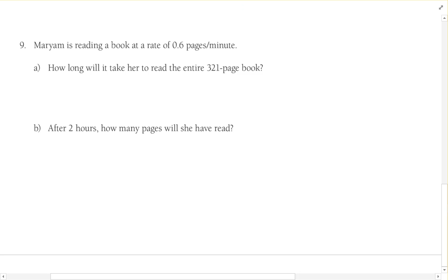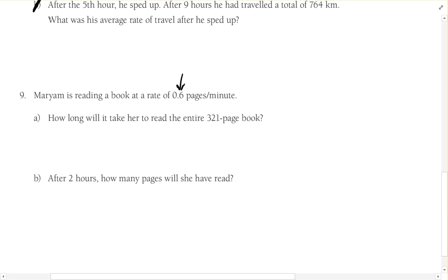So Miriam is reading a book at a rate of 0.6 pages per minute. How long will it take her to read the entire 321-page book? All right, so first thing we need to recognize is that this 0.6 pages per minute, that's a rate. So now we just need to set up our formula properly here. What we're going to have is pages is equal to rate times time.